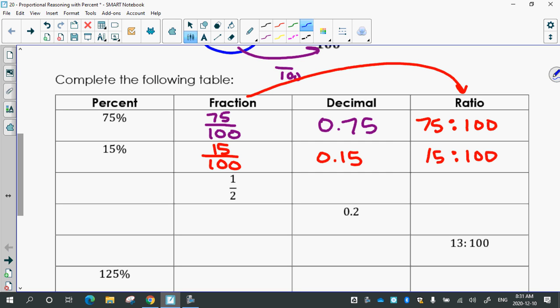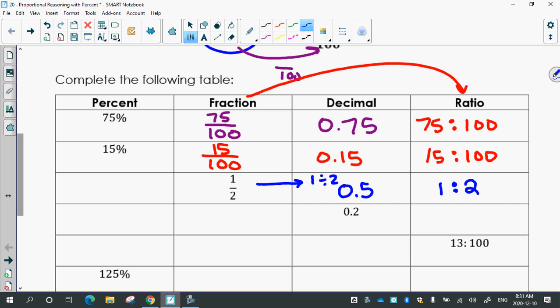Okay, so now it's a little bit different because on the third row down, we're not given the percent, we're given a fraction. So if you want to go from fraction to decimal, it's just 1 divided by 2, top divided by bottom. So if you do that, you get 0.5. Once you've got a fraction, you can write the ratio because this 1 over 2 means 1 to 2.